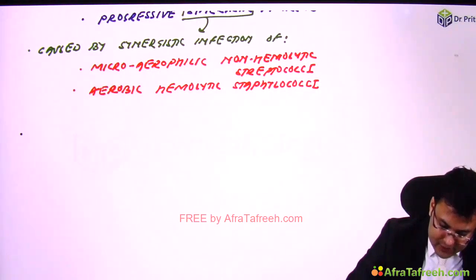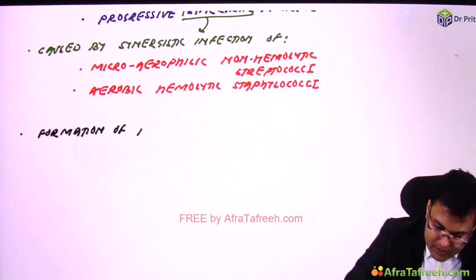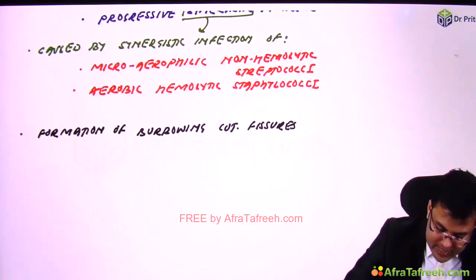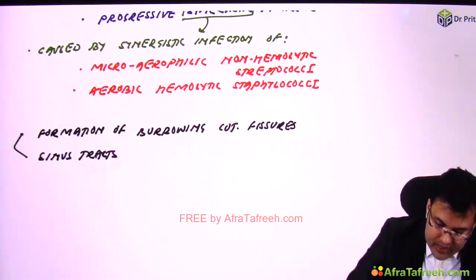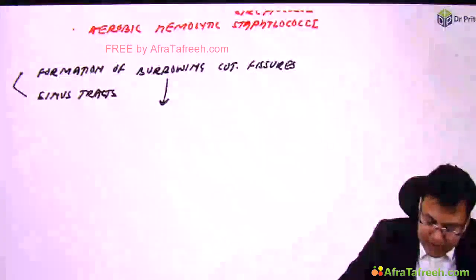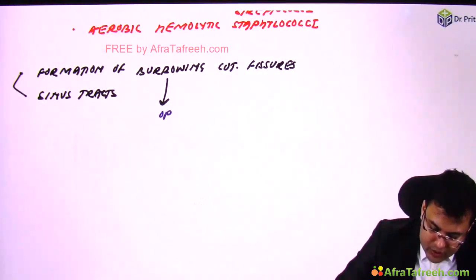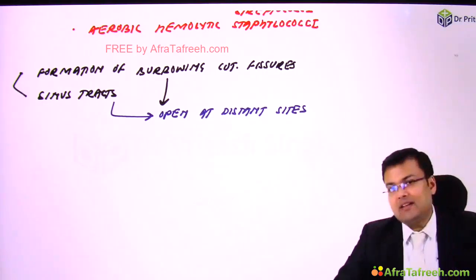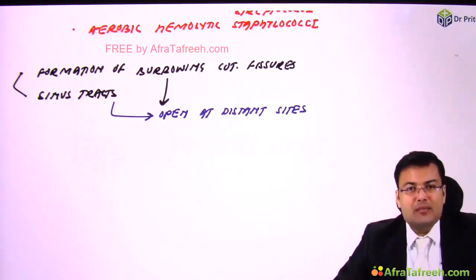In this case, there is formation of burrowing cutaneous fissure, and there is formation of sinus tracts. Because of formation of burrowing cutaneous fissure, what? It is going to open at distant sites. Even sinus tracts open at distant sites. So these are the characteristic features of Meleney gangrene or Meleney ulcer.